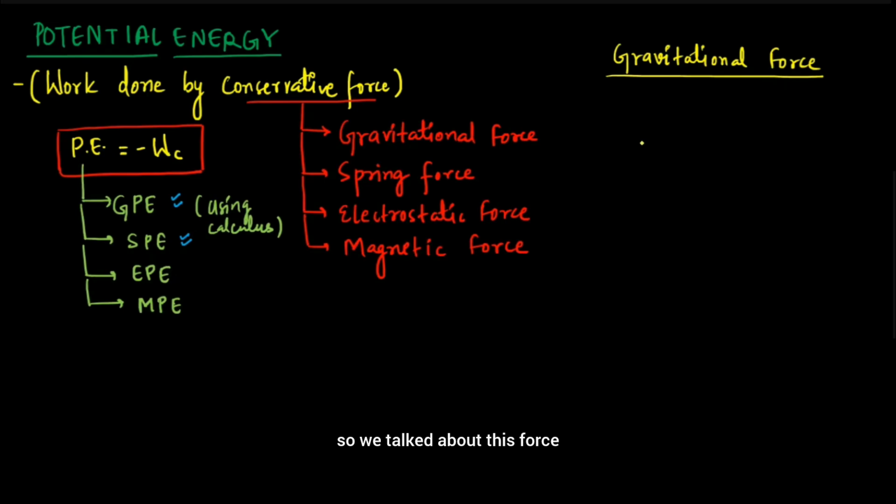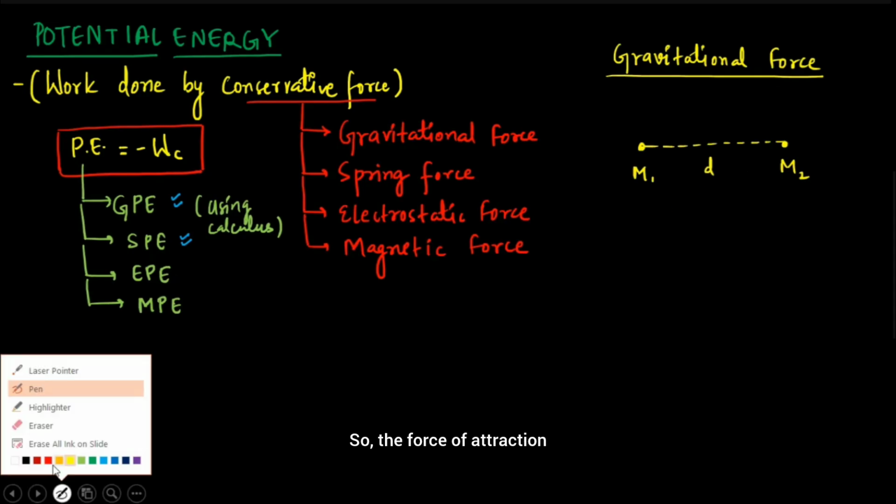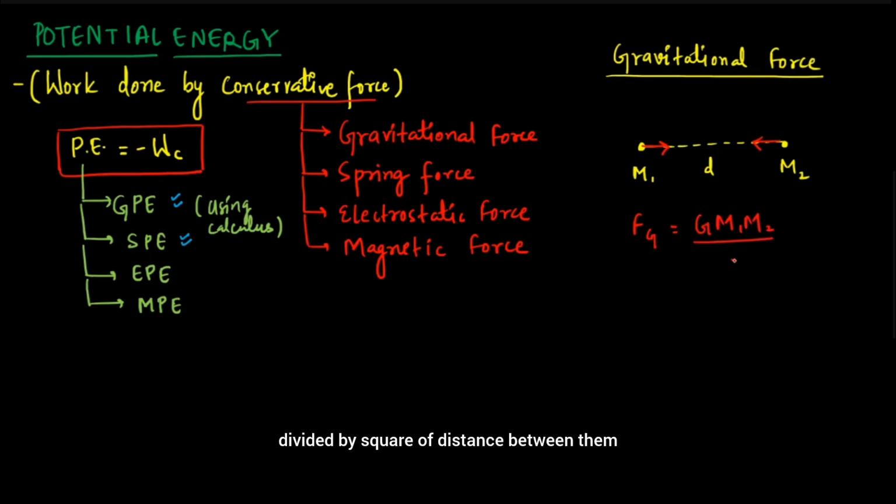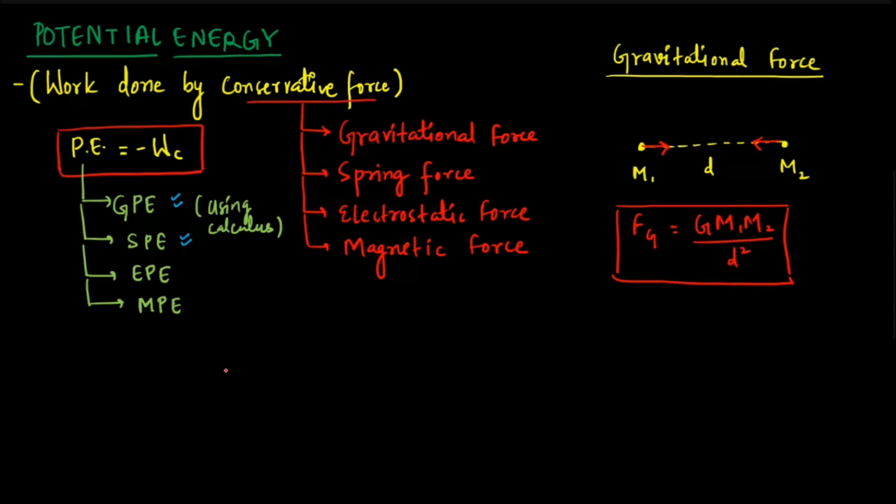We talked about this force: suppose there are two masses separated by a finite distance, let's say d. The force of attraction which will act between these two masses will be towards each other, and that force with which these two masses attract each other is going to be the product of masses divided by the square of the distance between them. This is what gravitational force comes out to be.